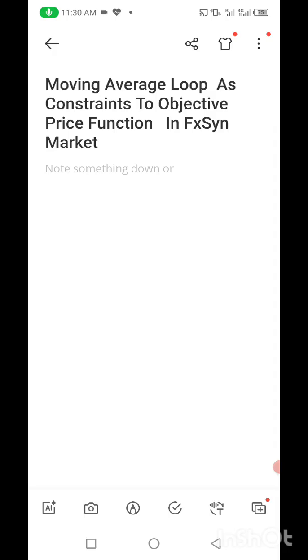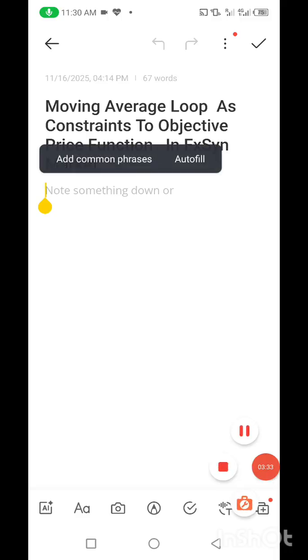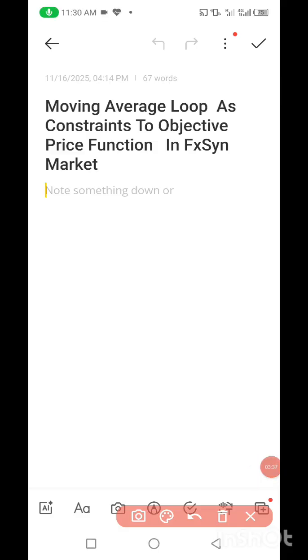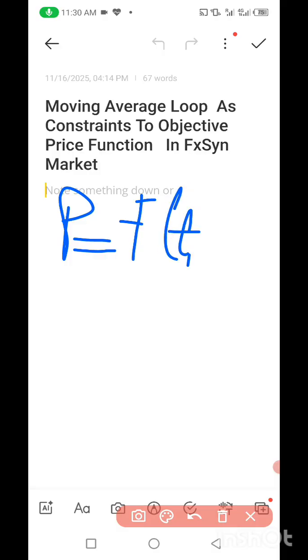The objective function is going to be price, capital P. So we're going to define an objective function f, where P, which is price, equals f of the function of time, and then a function of arbitrary s. Now this s can represent fundamental variables or technical variables.